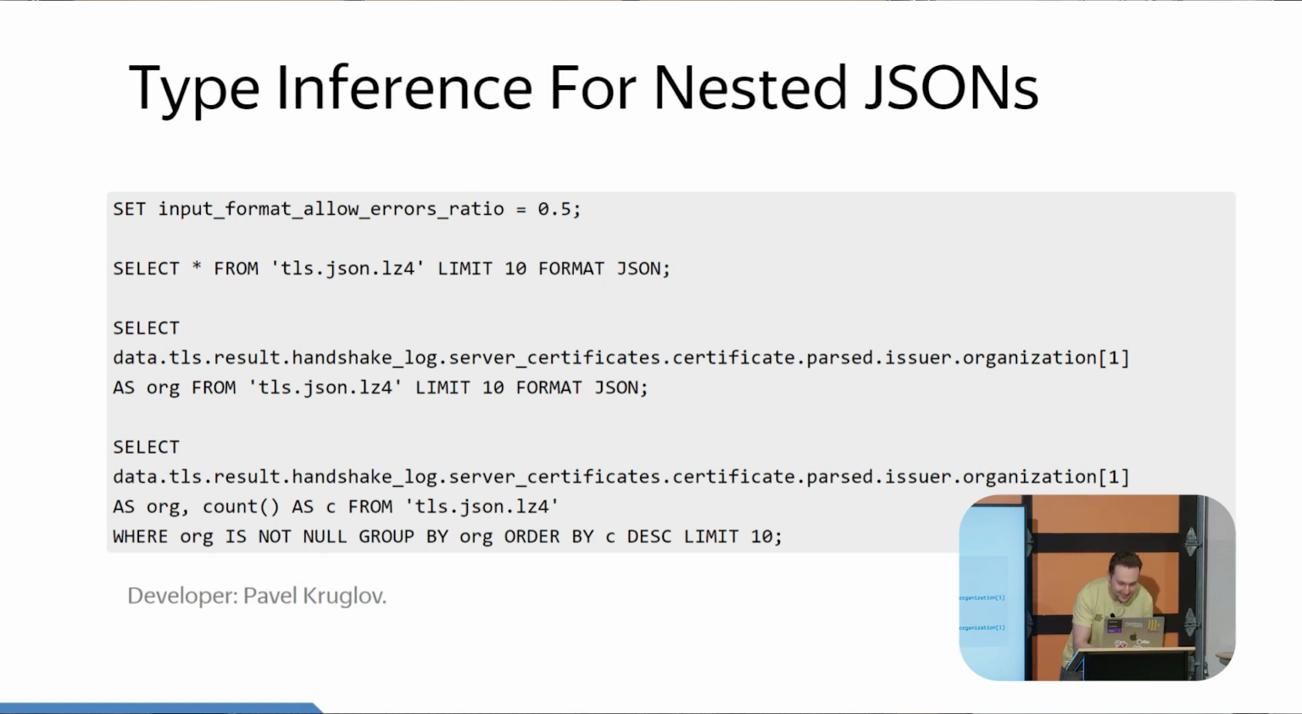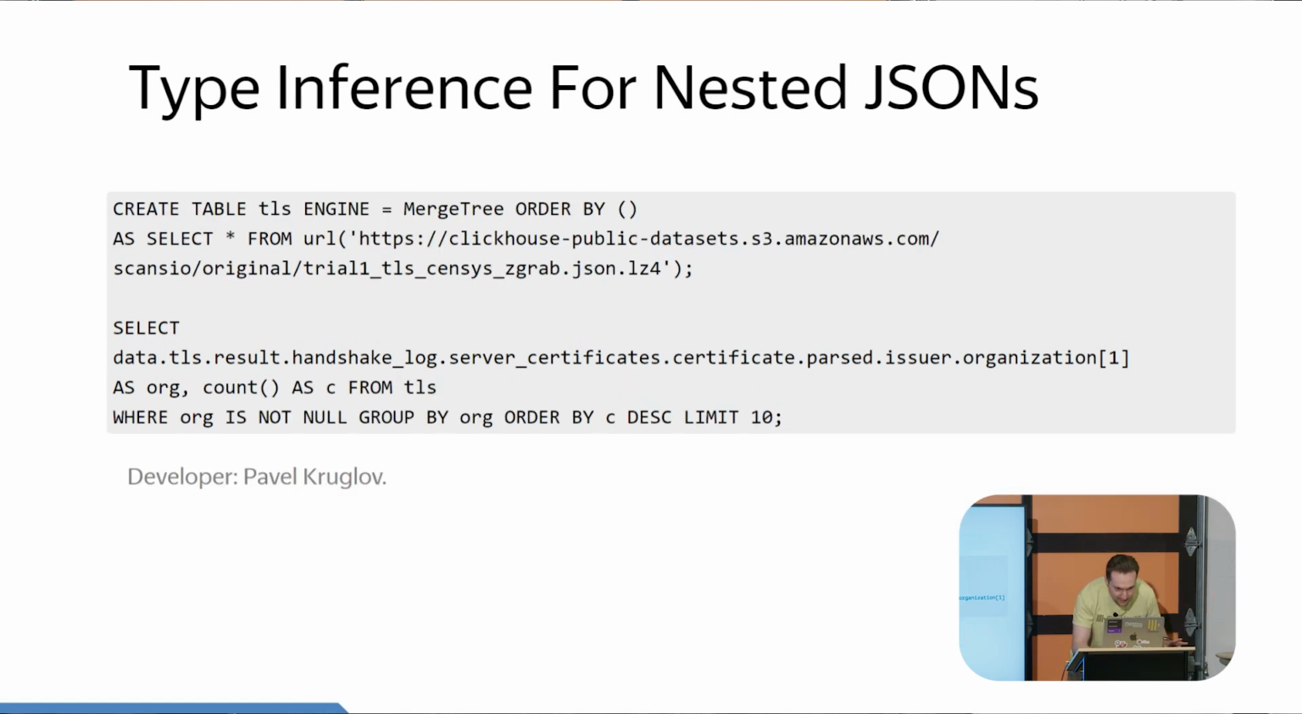And to read it as is, I will use a very simple notation with dots. Data.tls, .results, .handshake, .server certificate, parsed, issuer, organization, number 1. And everything works. OK. It is just about the type inference. And yeah, it works if I just select from URL.